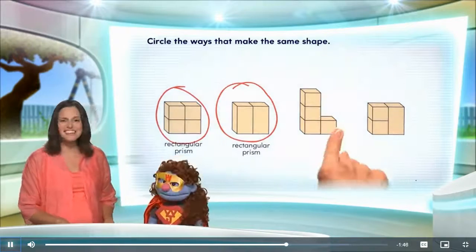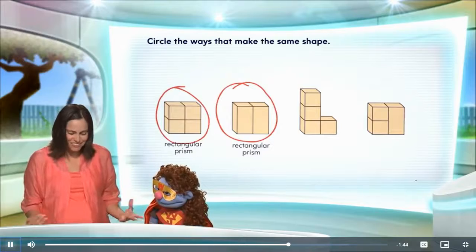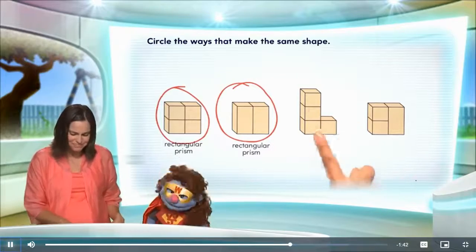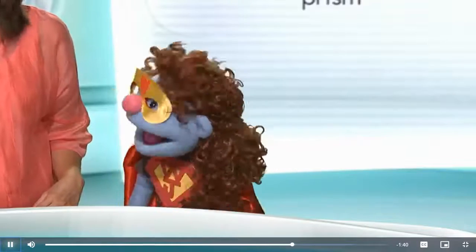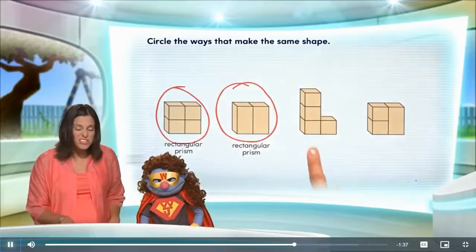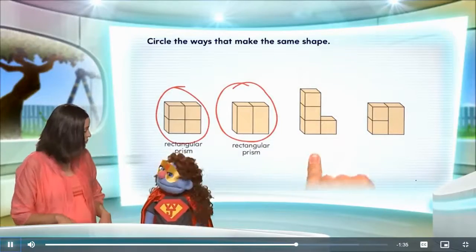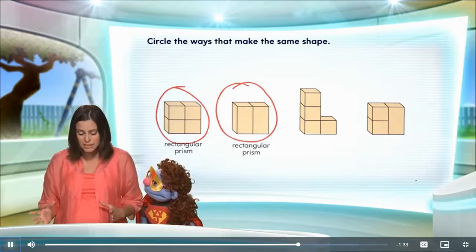The front, that's not a rectangle. That's not a square. It is not. Quizler is so tricky. So this one here is not a rectangular prism. No, it is not. So let's move on.